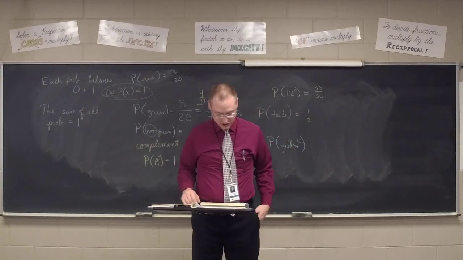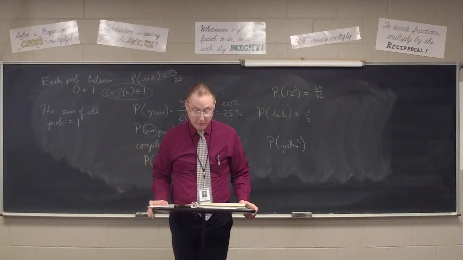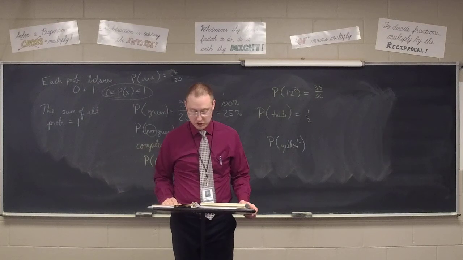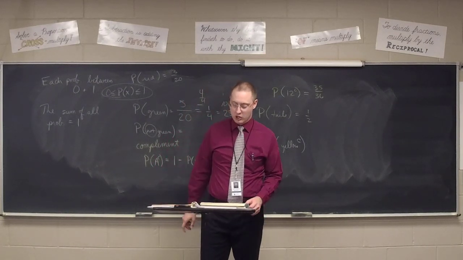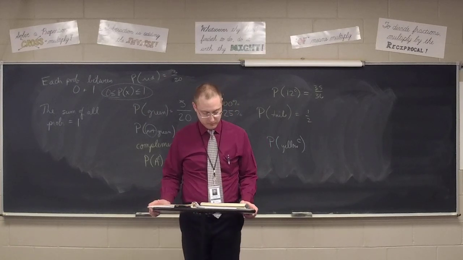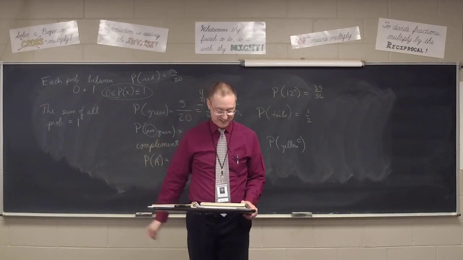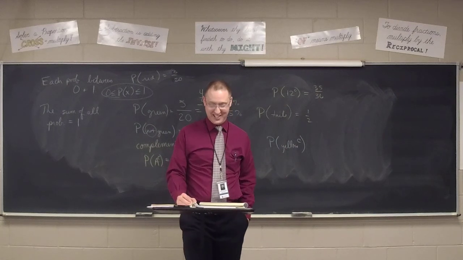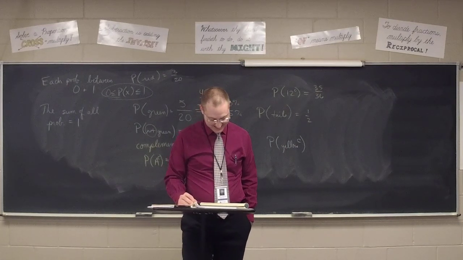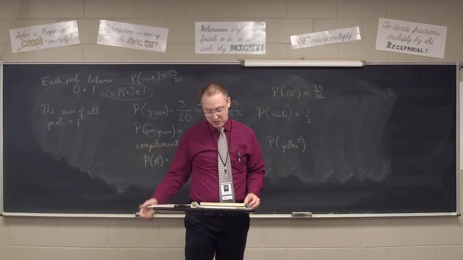A pack of baseball trading cards has 35 cards. That's important. Remember that. 28 are normal cards, 5 are rare cards, and 2 are special edition cards. What's the probability of a rare card? 5 to 35, so it's 1 to 7. What's the probability of a special edition card? 2 to 35, and that doesn't reduce.